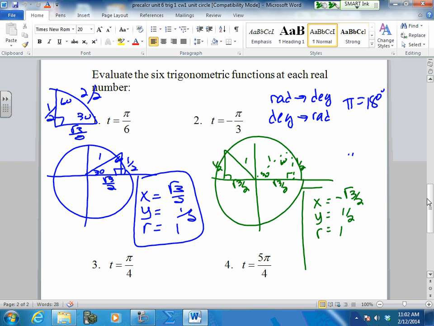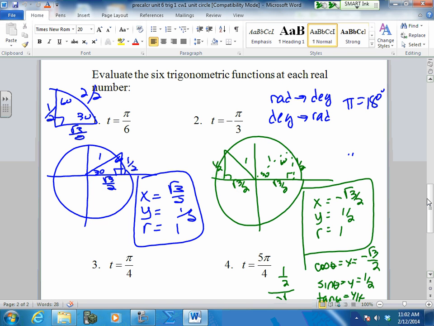So here's my information box. From here, I can find all of my functions. The cosine of this angle is my x, negative radical 3 over 2. It's in my information box already. I don't have to worry about all students take calculus or whatever. Sine is my y, 1/2. Tangent is my y over x. I take my y, I put it over my negative x. Remember, we flipped this around. So your tangent is negative 1 over radical 3.